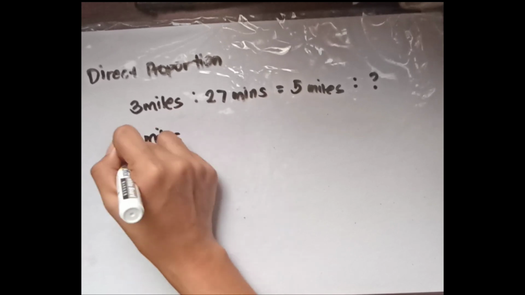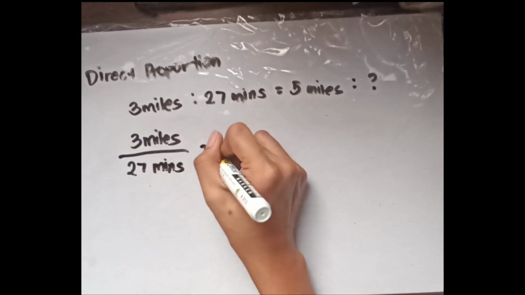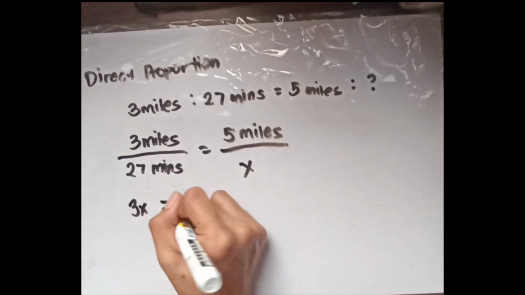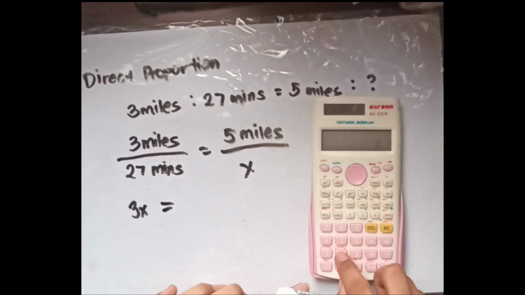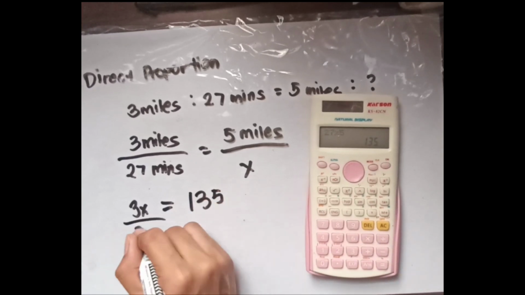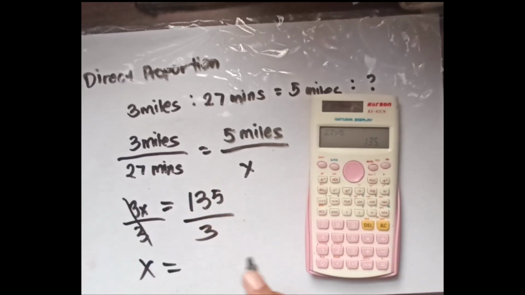Sulat natin siya into two equal fractions. 3 miles times x is equal to 3x. 27 times 5 is equal to 135. Divide both sides by 3. Matitira sa x. 135 divided by 3 is equal to 45.